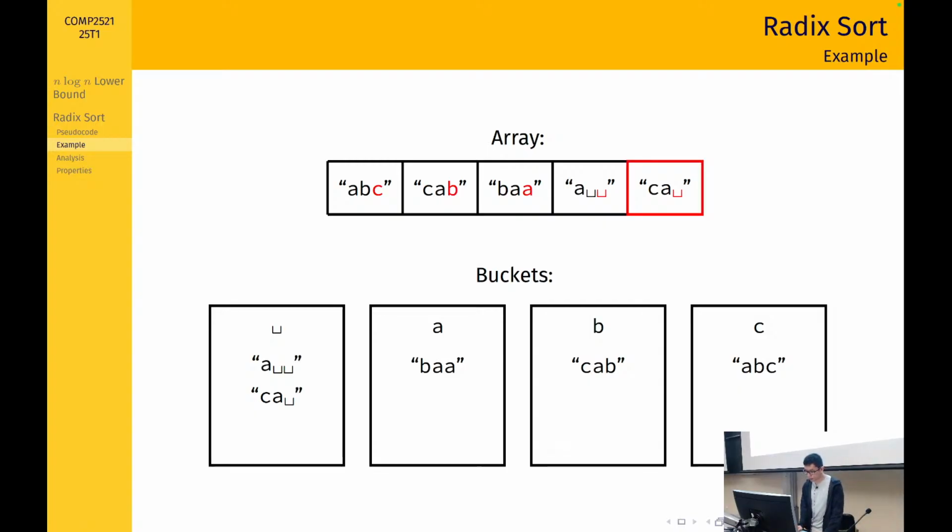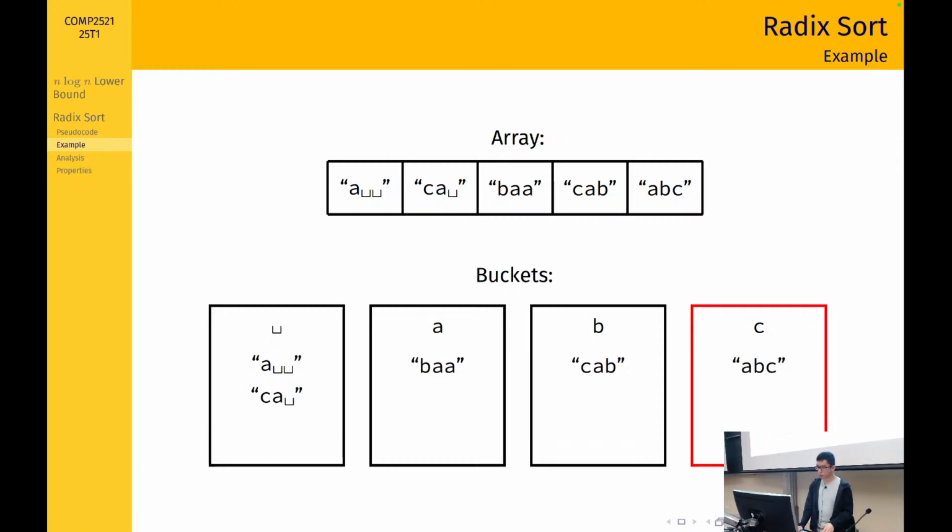Okay, and then after we've stored all the keys into the buckets, we're going to go through the buckets in alphabetical order. So blank, then A, B, C. And then we're going to store the items back into the array, right? So A blank blank, CA blank, then we'll go to the next bucket, BAA, then CAB, then ABC. Okay, so notice that we haven't made any comparisons, right? We're just storing things into buckets, and then we're just putting them back into the array.